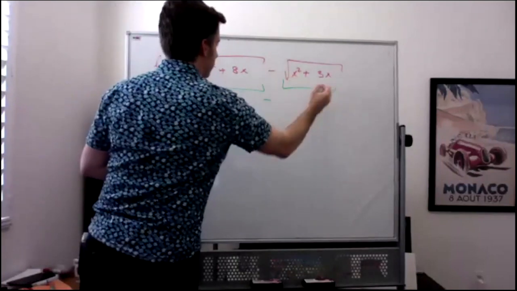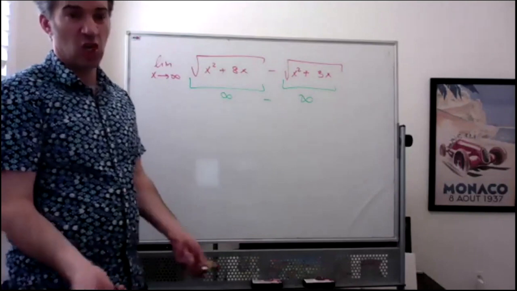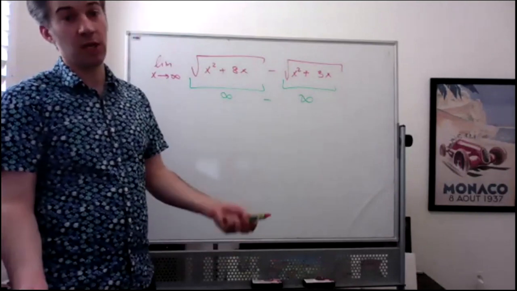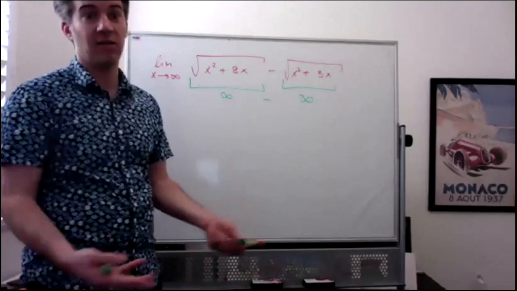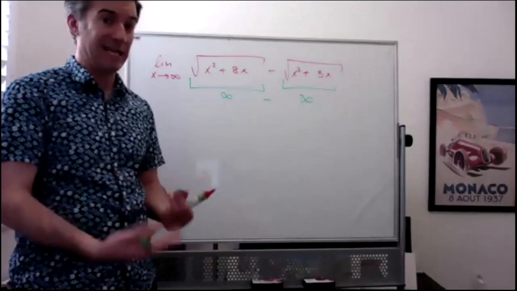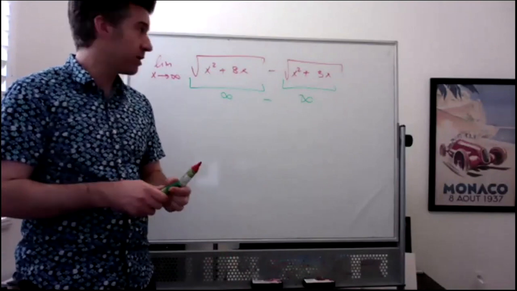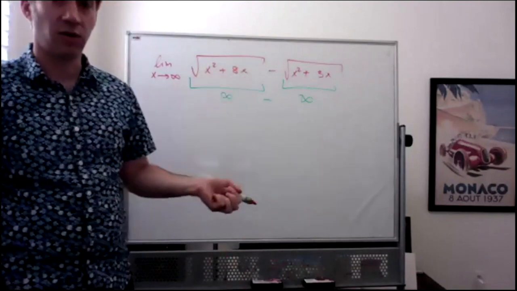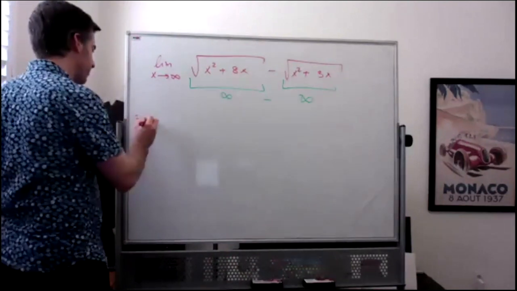This square root is also getting infinitely large. And infinity minus infinity could be anything. It could be 0. It could be infinity. It could be negative infinity. It could be 5, right? There are lots of different options. It could literally be anything. So that's why we have to do more work. And the work for dealing with a square root minus a square root, where it's an infinity minus infinity, is to make it into a fraction.